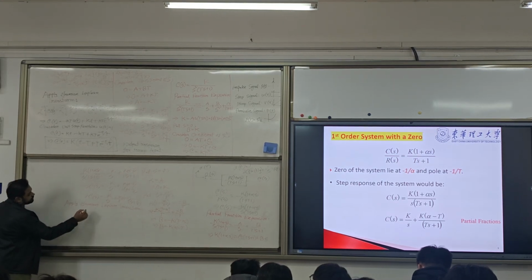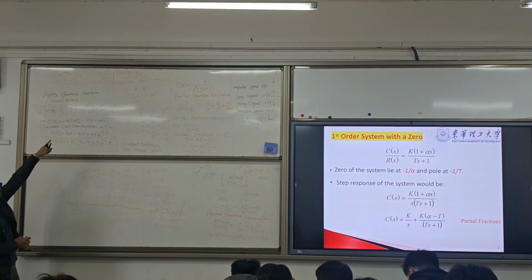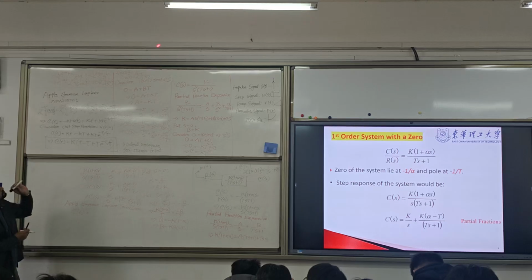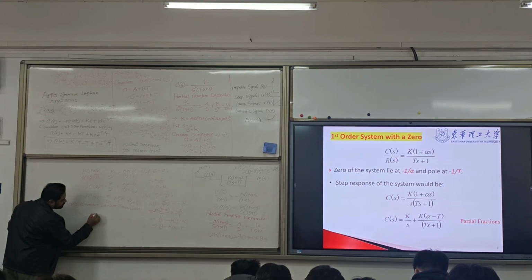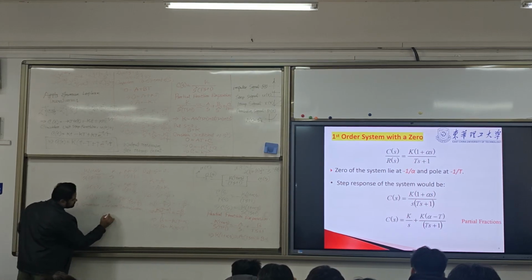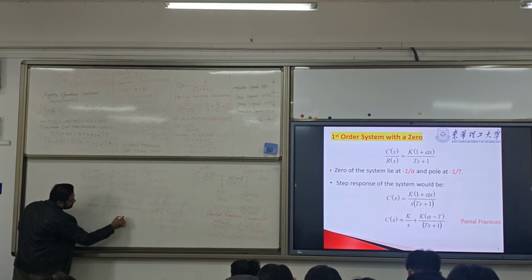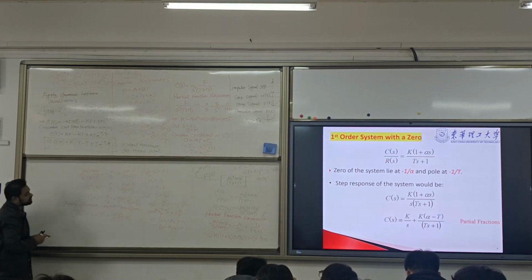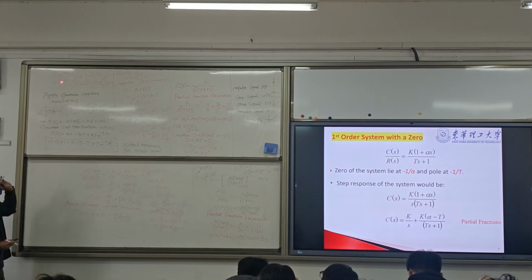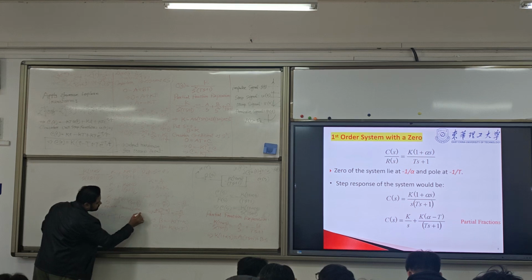C(t) is equal to K by s, 1 by s. What is that? 1 by s is u(t). So that is K into u(t) plus K by T, alpha minus T, into 1 by s plus a, that is e inverse at. So e to the power minus t by T.